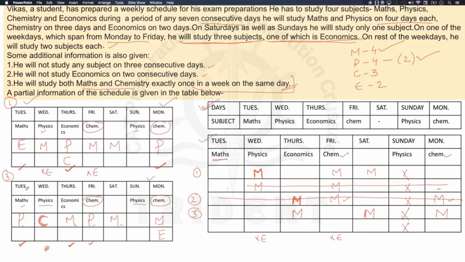Can it come on Tuesday? Yes, there is a possibility that economics can come on Tuesday. Okay, so yep, that's all. So either economics can come on Monday or come on Tuesday in this situation. Now we can answer all the questions.